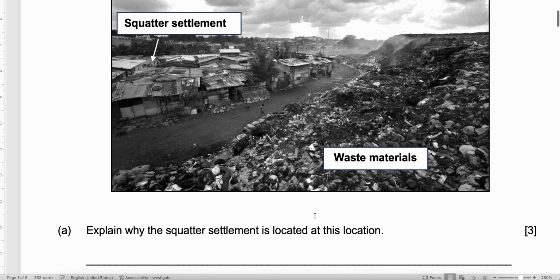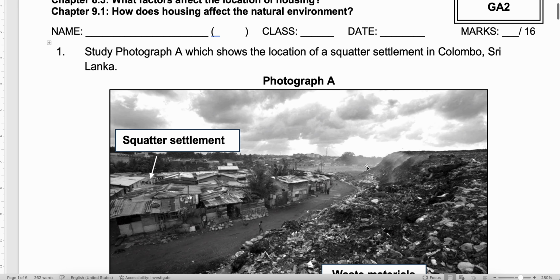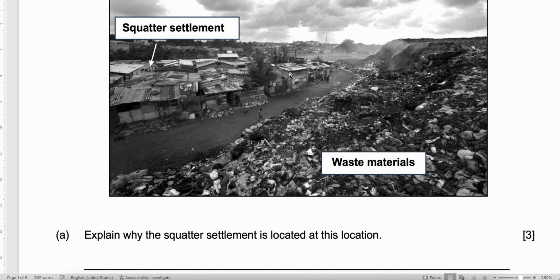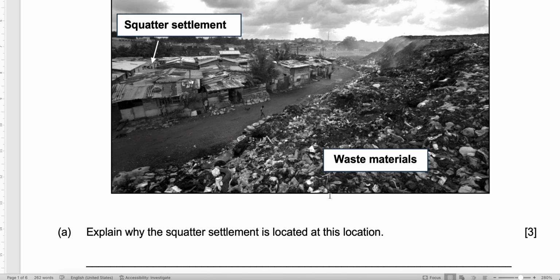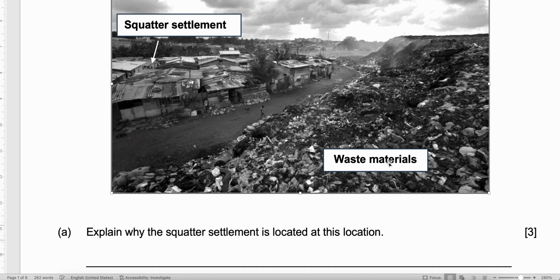Alright, first question. Explain why squatter settlements is located in this location. You are given photograph A, which shows the location of a squatter settlement in Colombo, Sri Lanka. You have a squatter settlement here and you have a lot of waste materials. So I think you can already guess what kind of land this is.